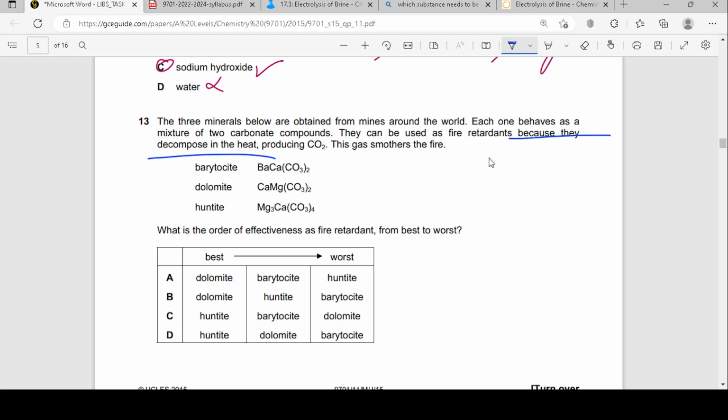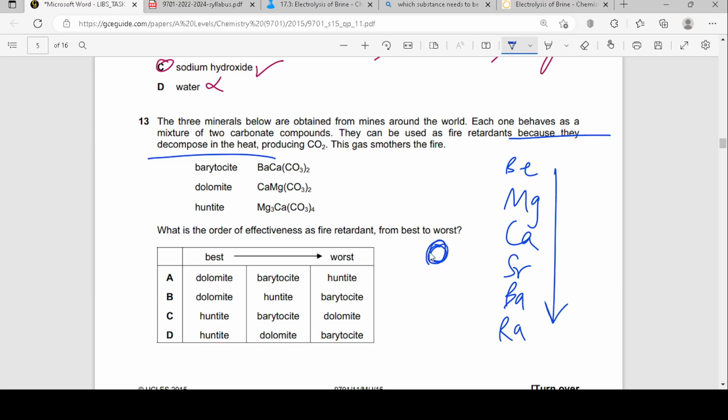So down group two, if I just write down the elements of group two, what happens to the ease of thermal decomposition? Well, the logic behind it is more of an A2 concept, but basically the size of your cation is increasing. So as the size of your cation increases, the charge density of the cation actually decreases.